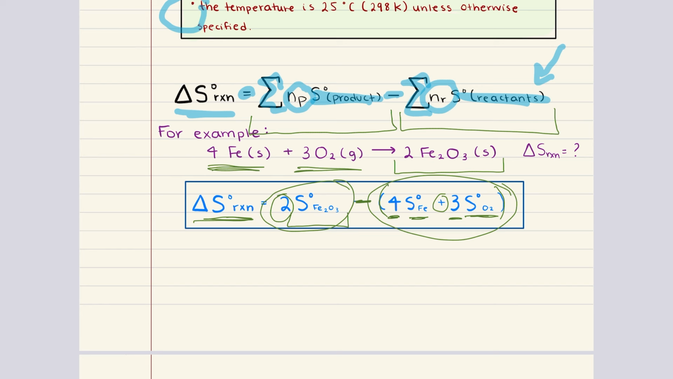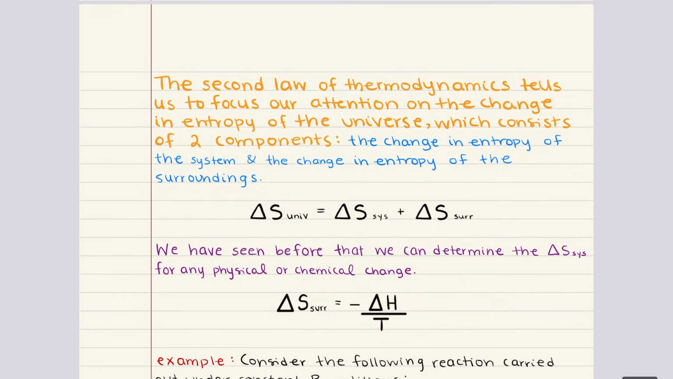Now, understanding the standard entropy change for the reaction alone, however, is not enough to determine spontaneity fully. The second law of thermodynamics teaches us to consider the entropy of the universe. Now, the total entropy change for a spontaneous process is determined by the sum of the entropy changes in the system and its surroundings, and we can mathematically write this in the following way. Delta S of the universe is equal to delta S of the system plus delta S of the surroundings.